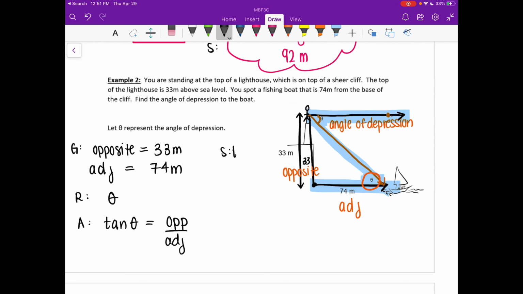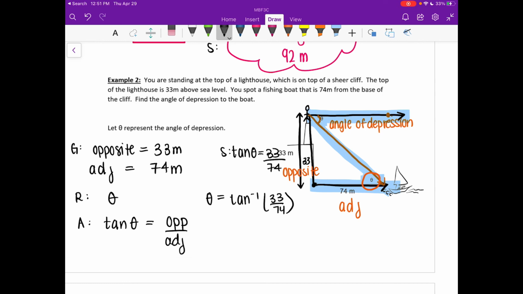So I'm going to say, okay, tan theta, which I don't know what theta is equal to, what's the opposite? 33. What's the adjacent? 74, right? So I'm just going to solve it. I'm going to come down a line. Oops, sorry. I'm going to come down a line. So I'm going to say, okay, in order to get theta by itself, I need to do inverse tan, so theta is going to be inverse tan of 33 over 74.